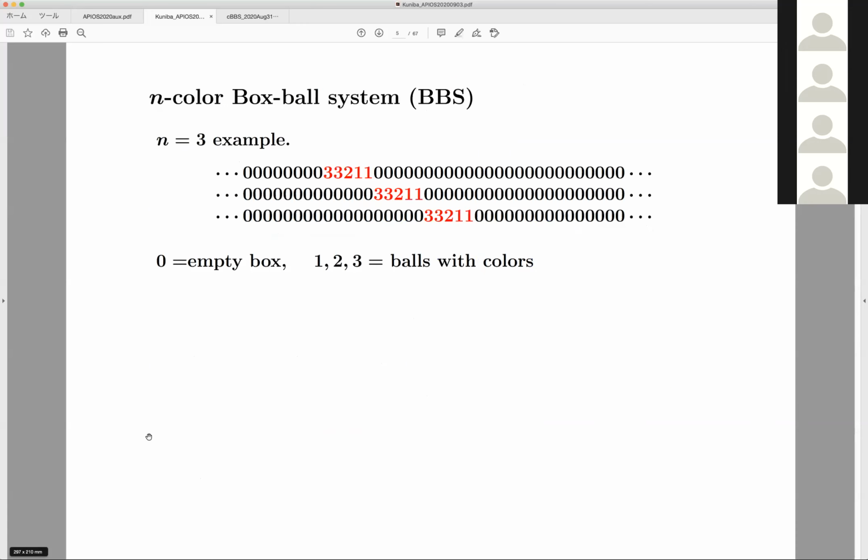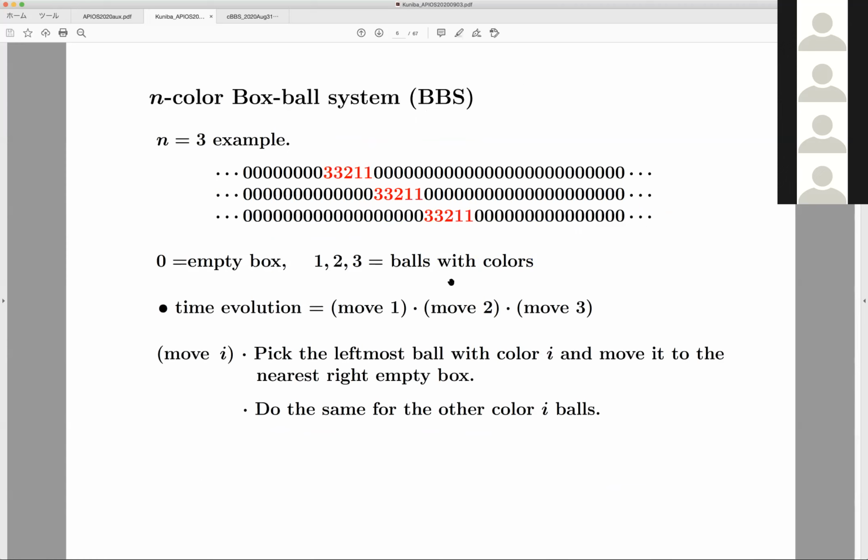So first, what is the n-color box ball system, where n is a positive integer? Here is an n equals 3 example. 0 is the empty box, and 1, 2, and 3 are the balls with colors. The dynamics is as follows in this example. First, you move every ball 3 once, and every ball 2 once, and so on. So what is the rule of the move i? Pick the leftmost ball with color i and move it to the nearest right empty box, and do the same for the other color balls.